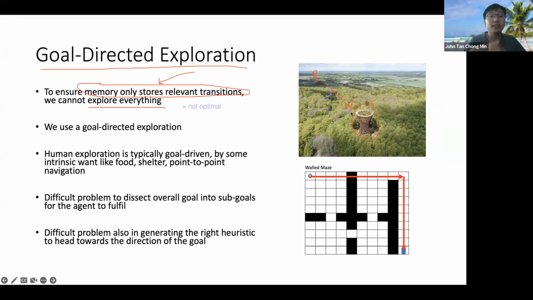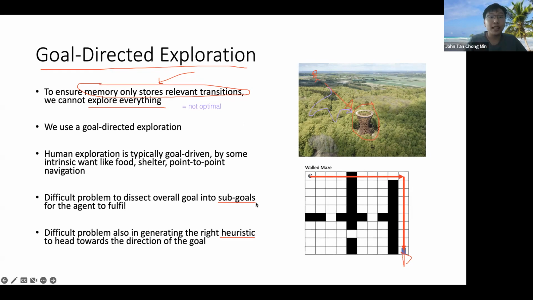This goal-directed exploration may not give you the right actions, but it will serve as a compass guiding you there. One way of doing goal exploration is you just find the Manhattan distance from the start state to the end state, and then you bias yourself towards this. So we require some form of heuristic. And of course, if you want to do goal-directed exploration, you need to find sub-goals as well. So this can be a difficult problem to do.